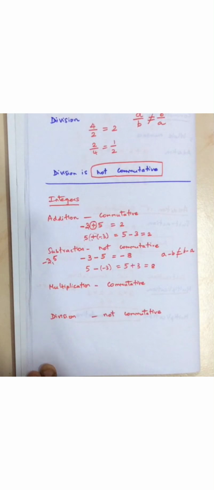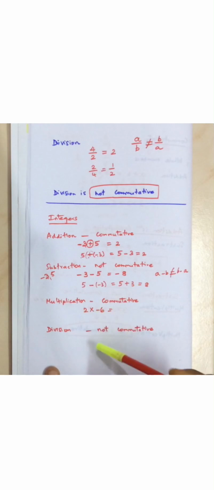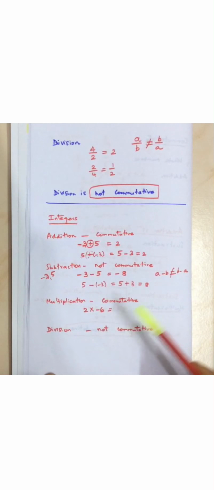The next is multiplication. 2 multiplied by minus 6 gives minus 12.